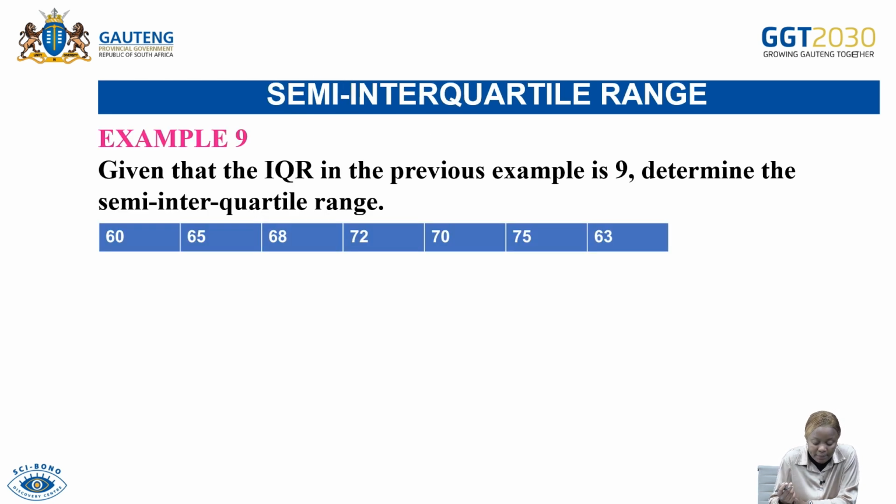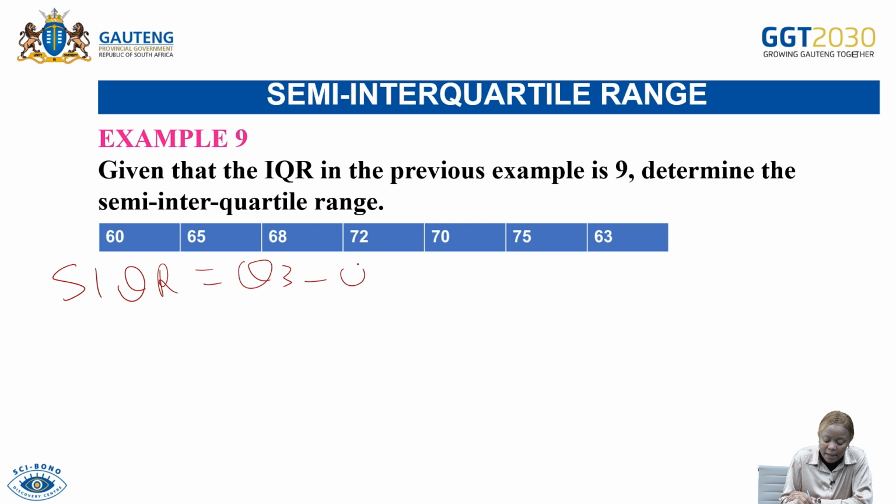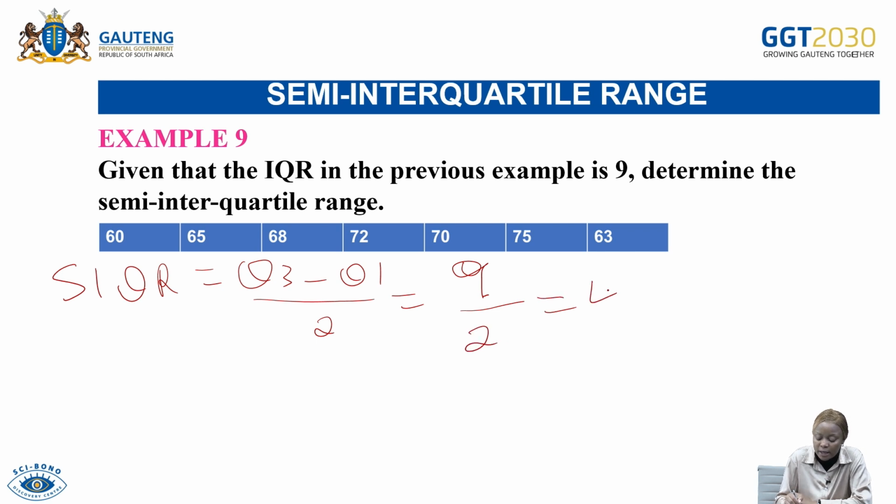Let's look at example number 9. It says, given that the IQR in the previous example is 9, determine the semi-interquartile range. So the semi-interquartile range, we said, is given by Q3 minus Q1 all over 2. But we had already gotten Q3 minus Q1, right? We said it was 9. So you just divide the 9 by 2, and you'll get 4,5. So your semi-interquartile range is 4,5.